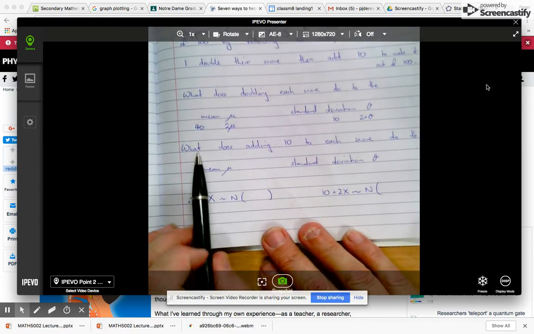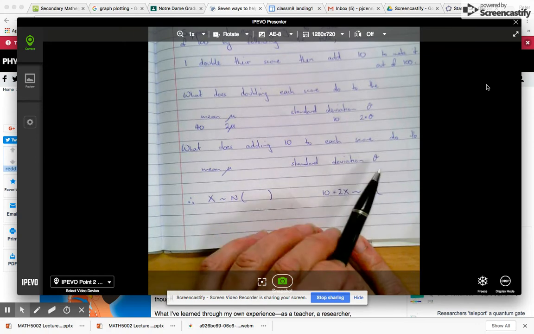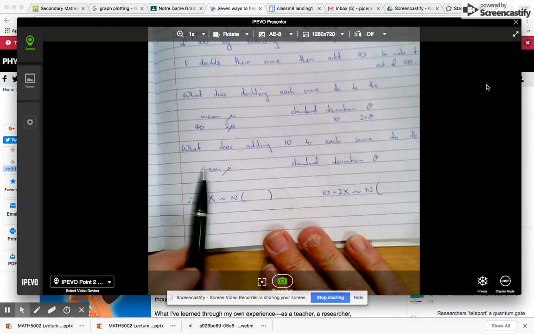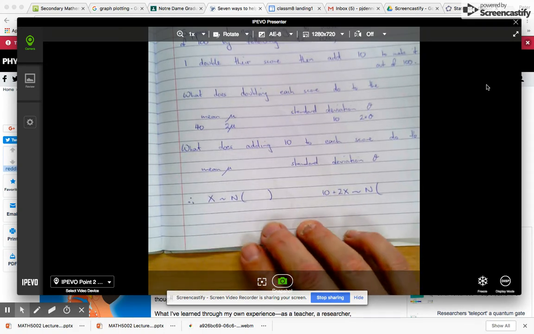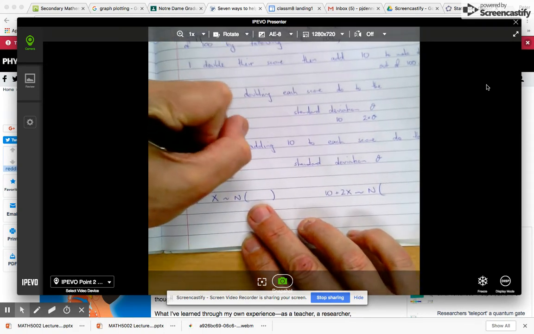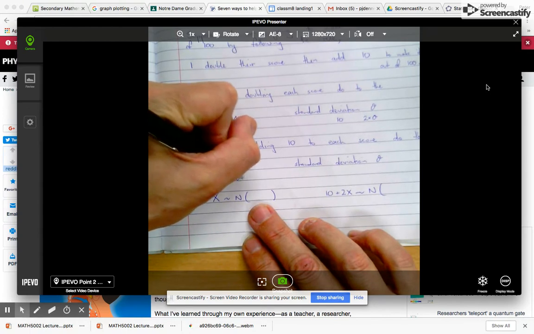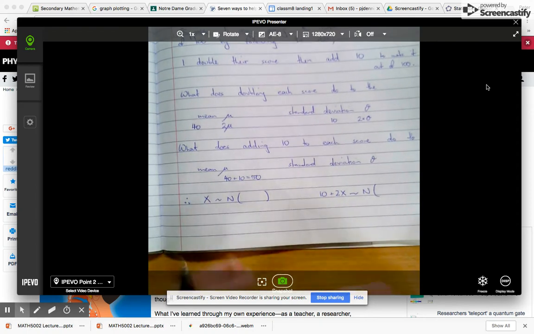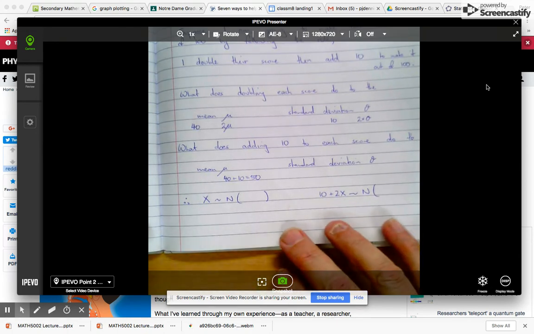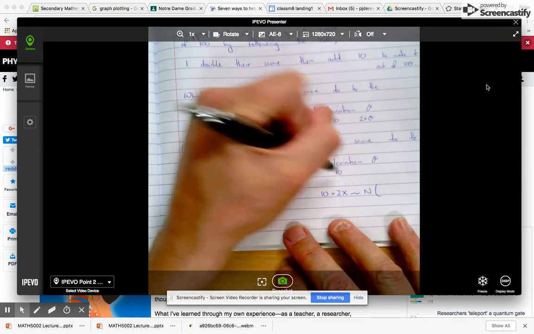The next bit was, what does adding 10 to each score do to the mean? Well, if we add 10 to each score, all we're doing is moving that graph up. So the new mean would be 50: 40 plus 10 equals 50. What would happen to the standard deviation? If we added 10 to every single score, we haven't changed the standard deviation. We haven't changed the shape of the graph or the spread. Remember, standard deviation gives us the spread. So absolutely nothing has happened to the standard deviation. It would stay at 10.